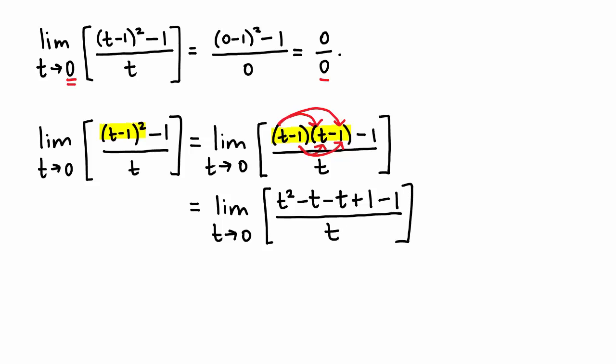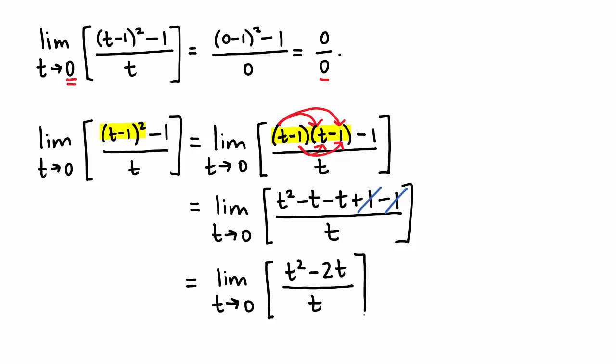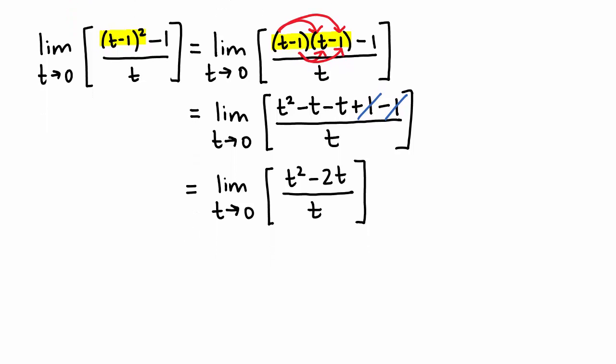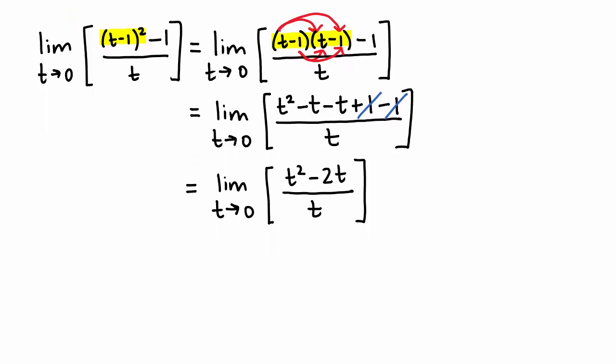The most important thing here, what's really going to make this all work, is that this 1 and negative 1 are going to cancel. And then from here, I can simplify the numerator combining like terms. So I'm going to carry the limit through again, giving me t squared minus 2t all over t. So take a look at that. I'm going to buy myself some more room here by moving down. All right. So now the question is, where do I go from here?